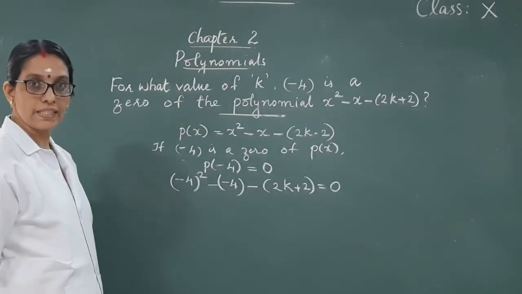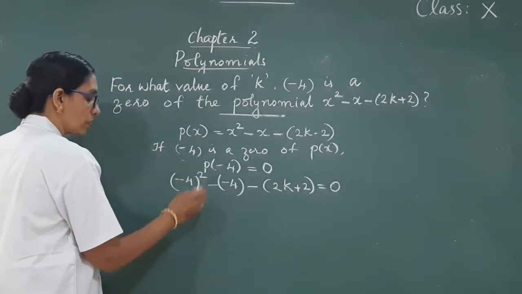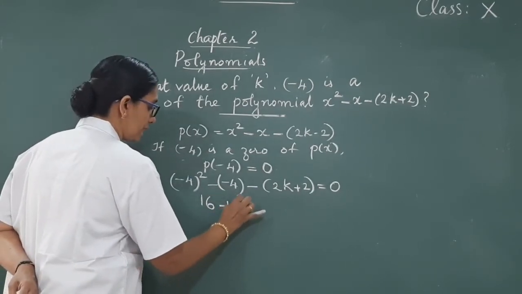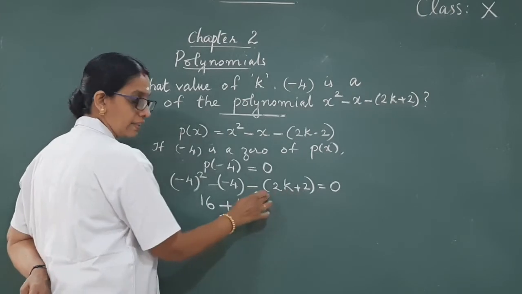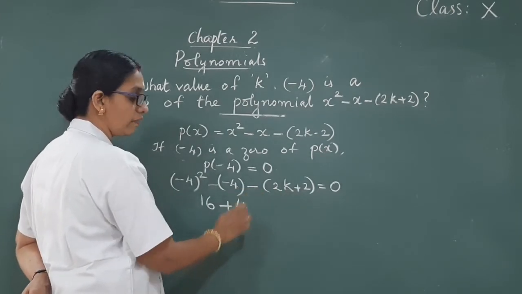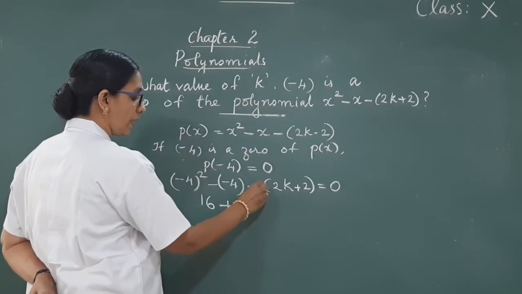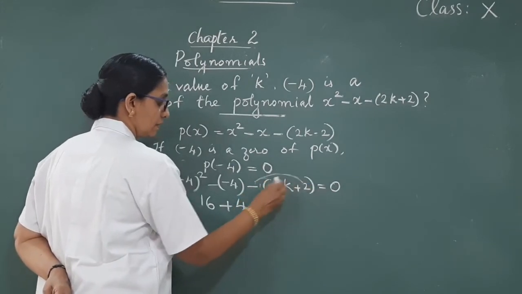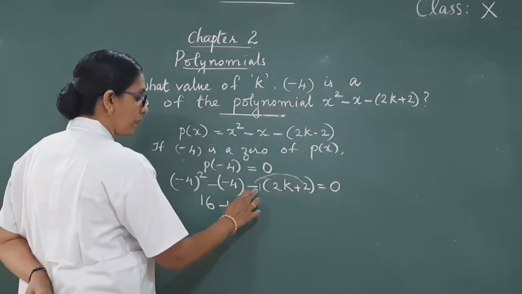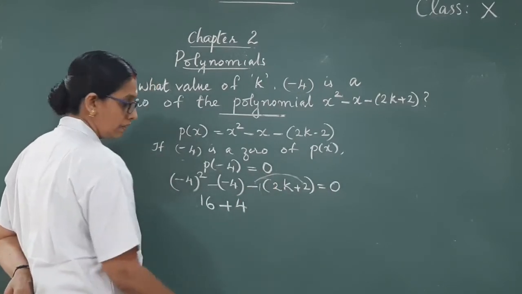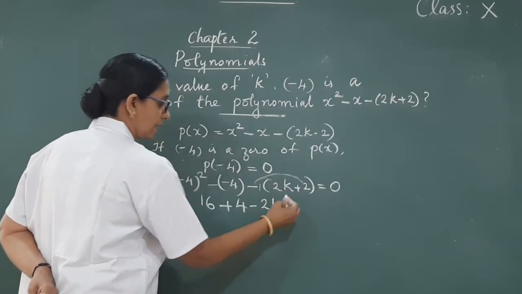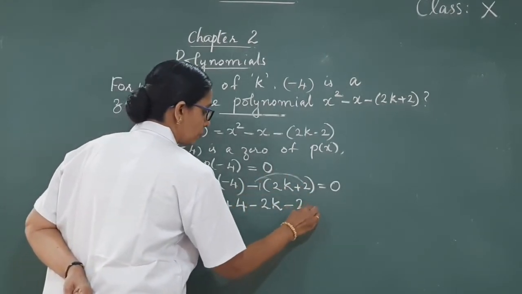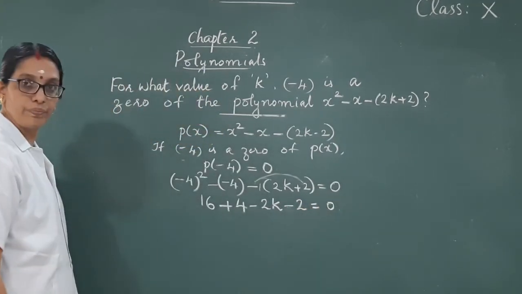Now only simplification is left, isn't it? So minus 4 square is 16, minus of minus 4 is plus 4. Then here we have a bracket and outside the bracket we have a minus. That means it is actually minus 1. So when we open the bracket we have to multiply this, isn't it? So what will you get? Minus 1 multiplied by 2k is minus 2k, then minus 1 multiplied by plus 2 is minus 2, equal to 0.